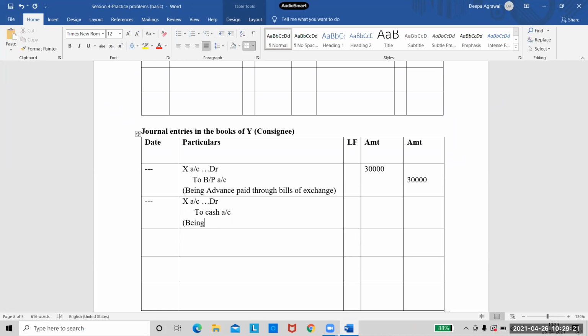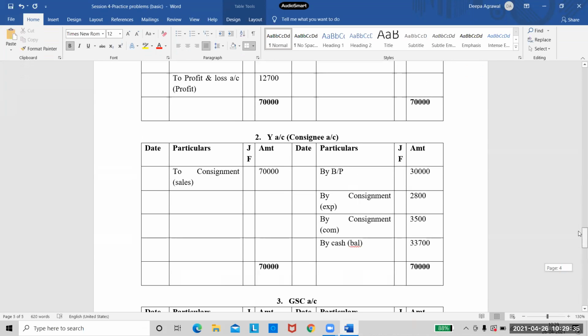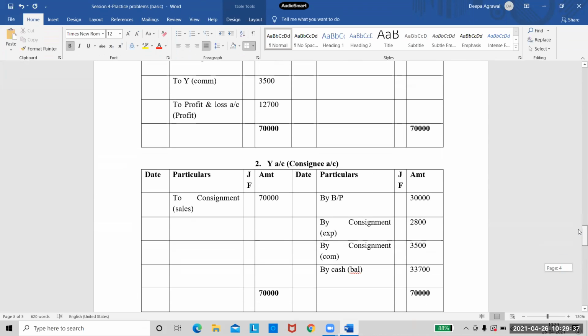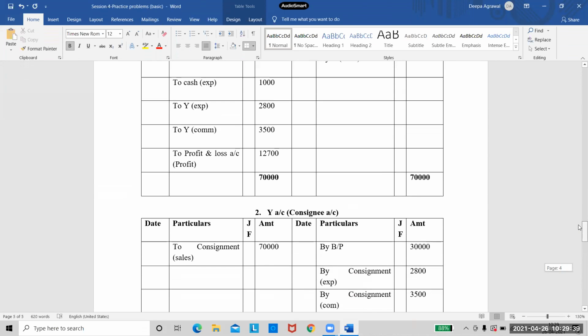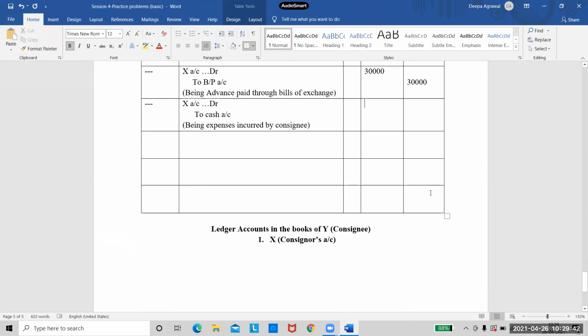So being expenses incurred by consignee. So these are the expenses incurred by consignee. And how many are the expenses? We need to see here consignee's expenses. We can see in the account here also, 2,800. Correct. So consignee's expenses are 2,800. So put 2,800 in both the columns. So we are done with the second entry.